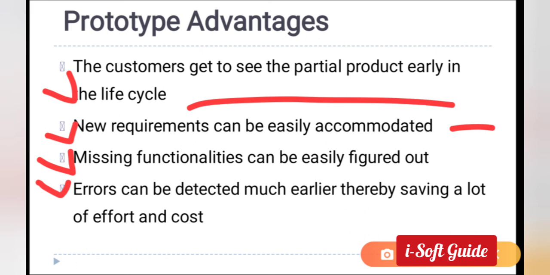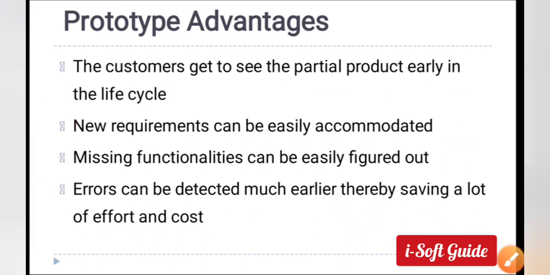Missing functionalities can be easily figured out, means whatever functionalities are missing according to the customer feedback or the developer feedback, we will find them and update our prototype accordingly. Then errors can be detected much earlier, thereby saving efforts.